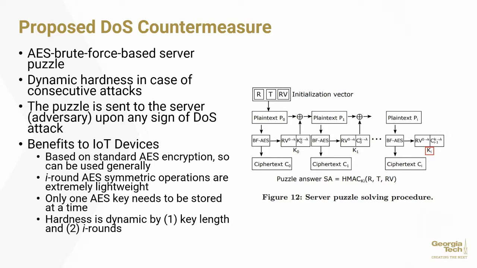This method is beneficial to IoT devices in 4 ways. Firstly, since the algorithm uses standard AES and hashing, it does not depend on other parameters. Secondly, the I-round AES symmetric operations are lightweight, even on extremely constrained devices. Thirdly, even though there are I-ephemeral AES keys, the device only needs to store one at a time to solve the puzzle. Finally, the hardness is dynamic, in that the device can control expected time by adding I-rounds, or adjust the length of the AES key.